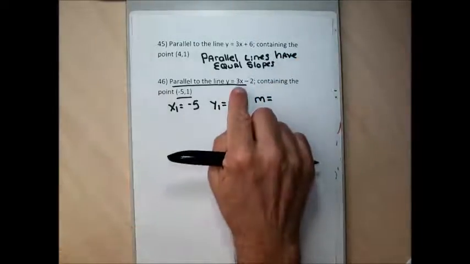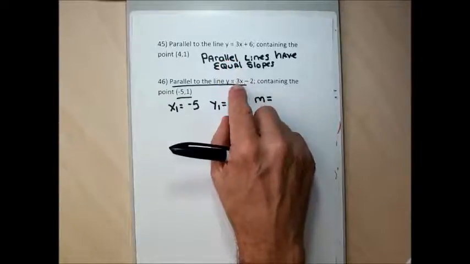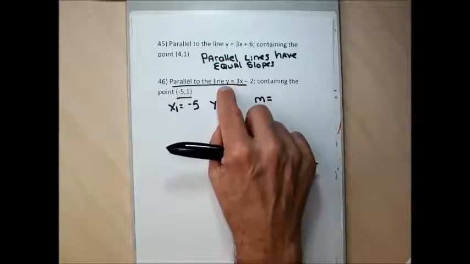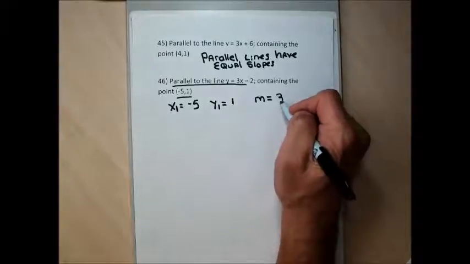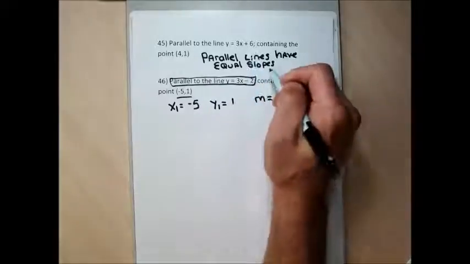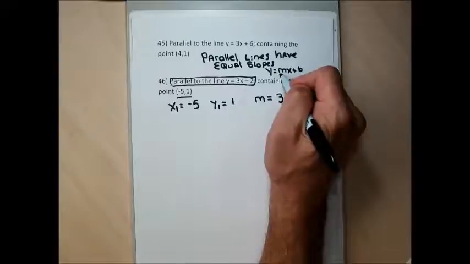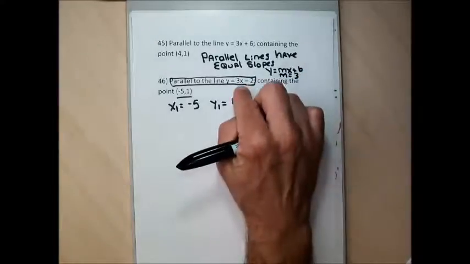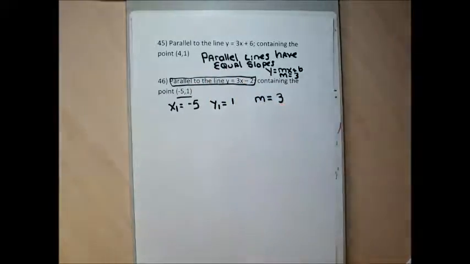It says it's parallel to the line y equals 3x minus 2. I'm supposed to know that lines that are parallel have equal slopes, and this line has a slope of 3 because it's solved for y, so the number in front of the x is the slope. So the line that it's parallel to has a slope of 3, which means my line must have a slope of 3 as well. It's in the form y equals mx plus b, where the m is 3. My line is parallel. Parallel lines have equal slopes. My line must have a slope of 3.